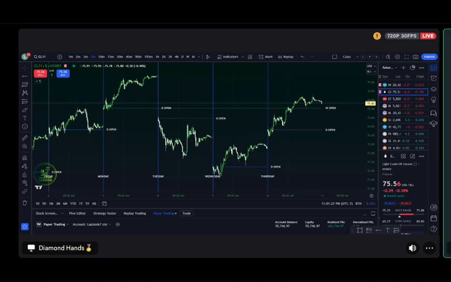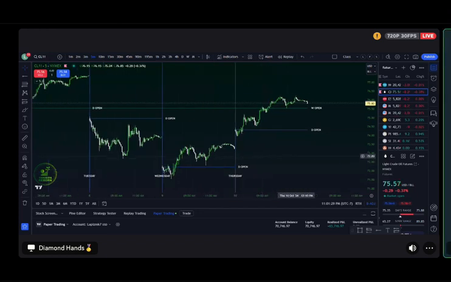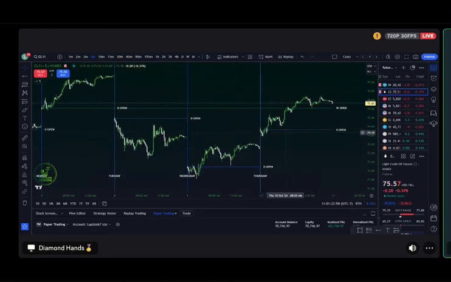Oh, another thing, don't focus on your win rate. If it doesn't work out, always try another entry. It doesn't matter. Some people go for that perfect entry and perfect win rate. No, don't worry about that.